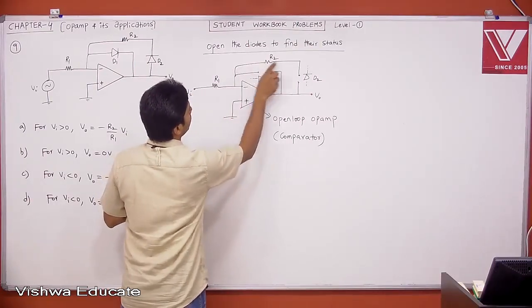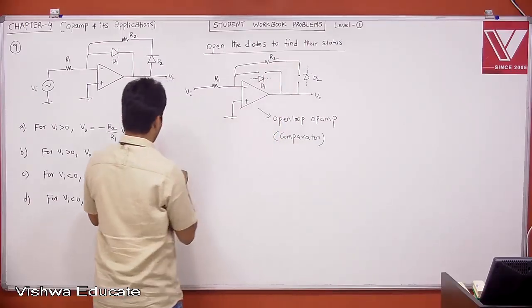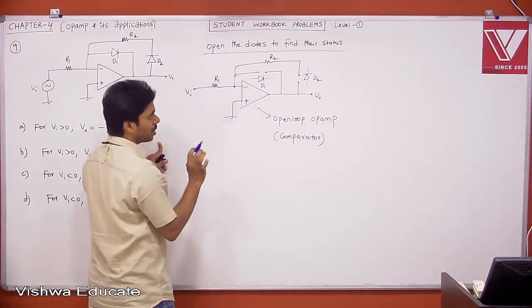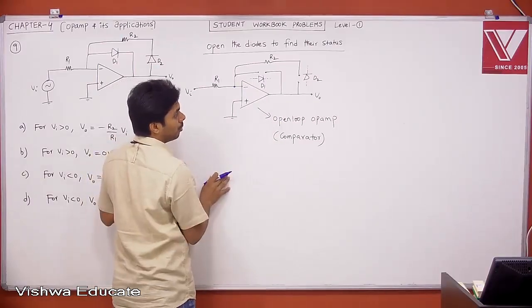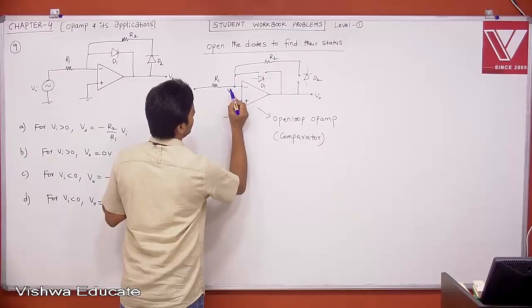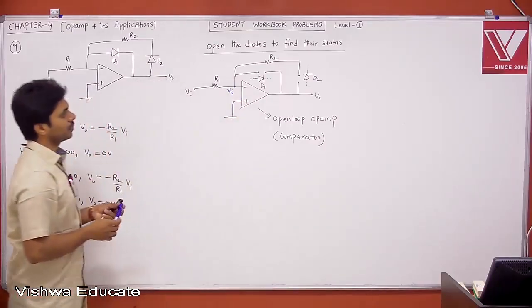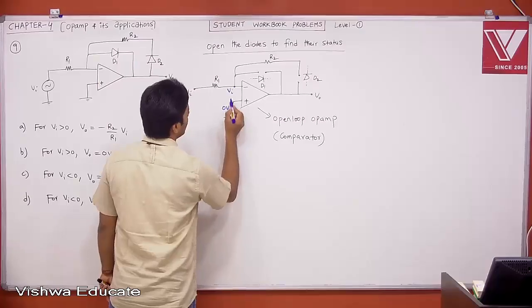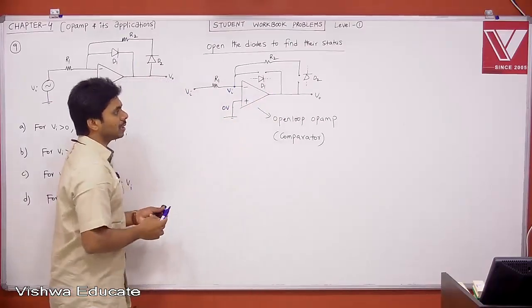There is no current because both are floating. Therefore, what is the voltage here? Don't say 0. Don't apply virtual short concept because your op amp is an open loop. When you open the diodes D1 and D2, it's like a comparator. Now this is nothing but Vi. This is your input voltage. Then what is the voltage at plus? This is 0. Therefore you can compare and then you will get like that.